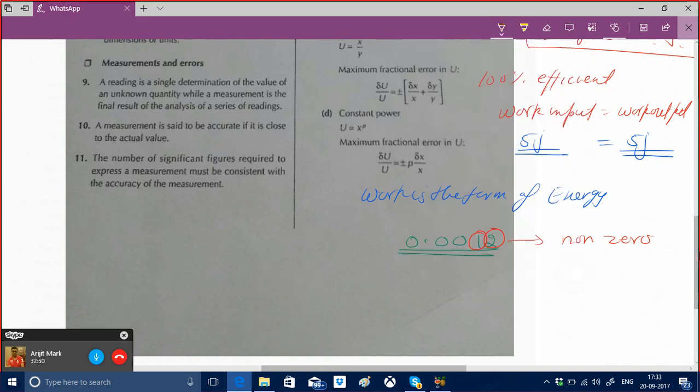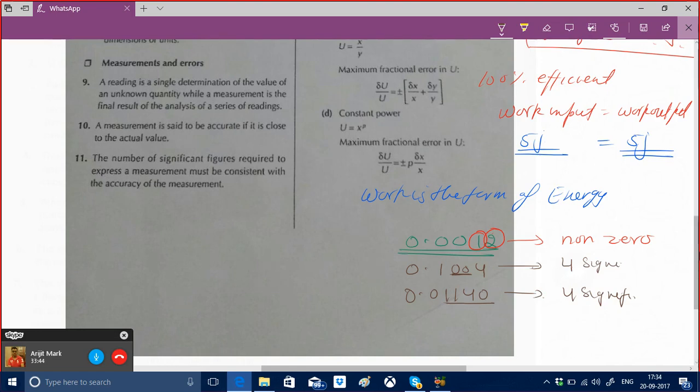Just take an example of this one: 0.1004. How many significant figures will be here? 1, 2, 3, 4 significant figures. Yes. Now in this condition, these zeros will also be counted, okay? 4 significant figures. Next is 0.01140. There will also be 4 significant figures. Why? 1, 2, 3, 4. That means zeros before the first non-zero digit will not be considered significant figures. But zeros in between and after will be considered significant figures.